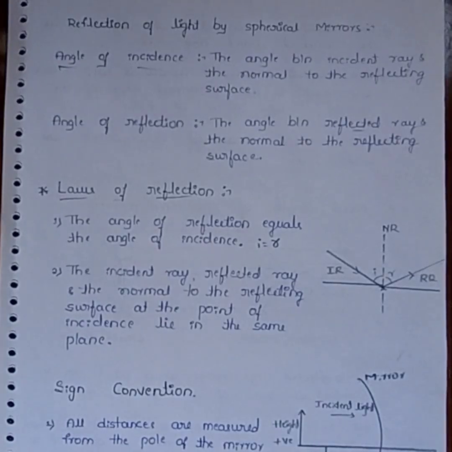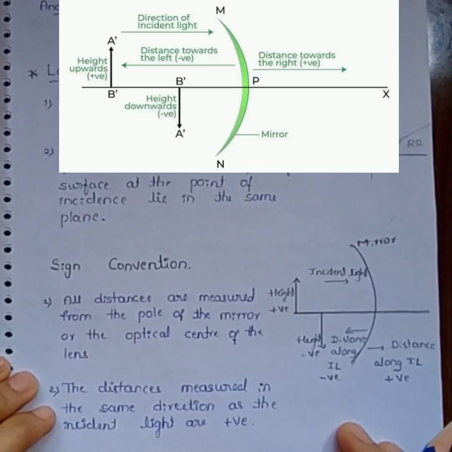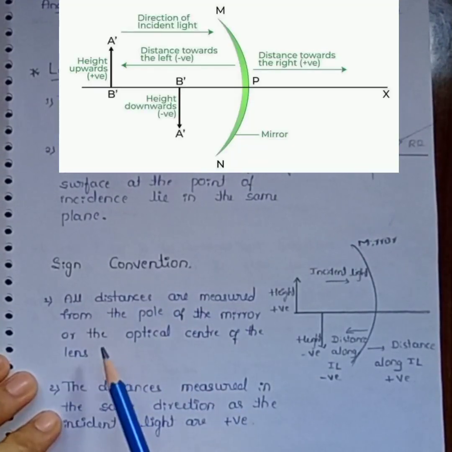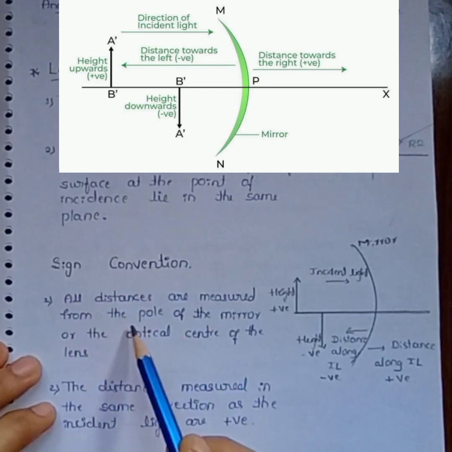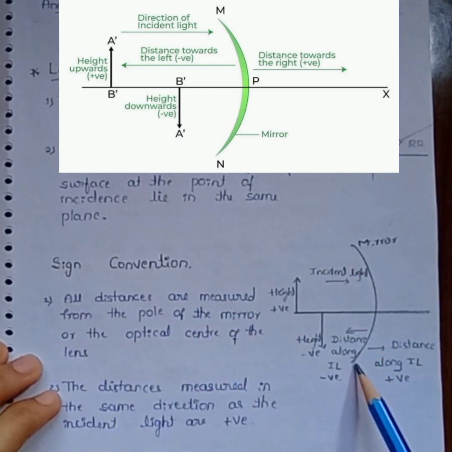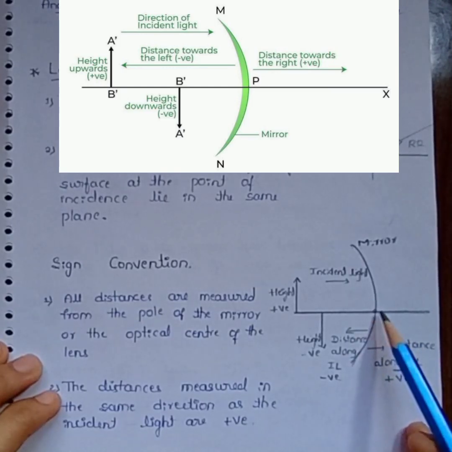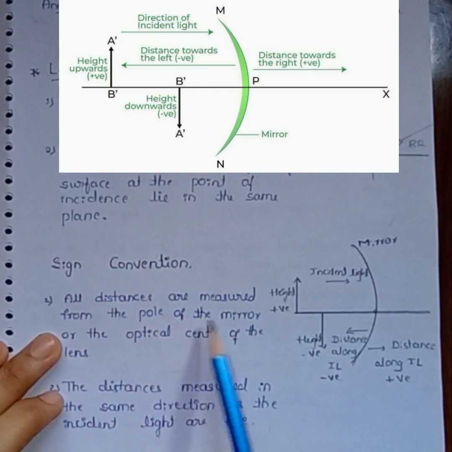Next concept, it is sign convention. Here sign convention is very important for solving the problems and for deriving some derivations. All distances are measured from the pole of the mirror. Let us consider this one is the mirror. This one is the middle point. That one gives the pole of that mirror. All distances are measured from the pole of the mirror.